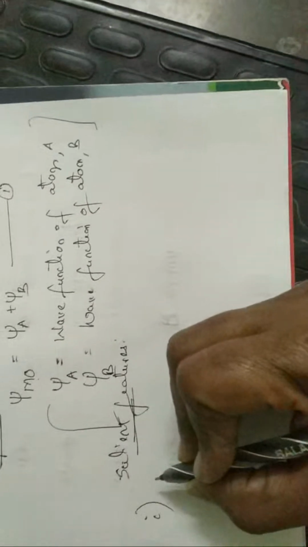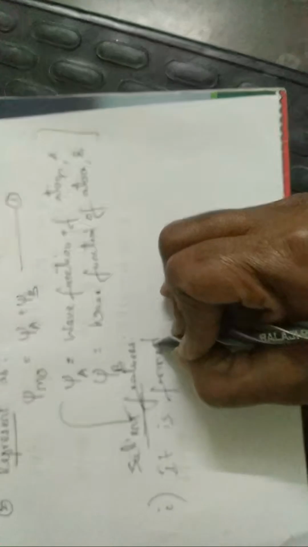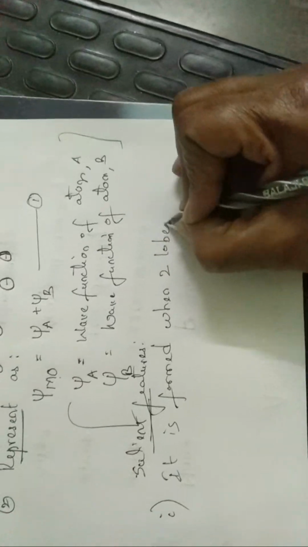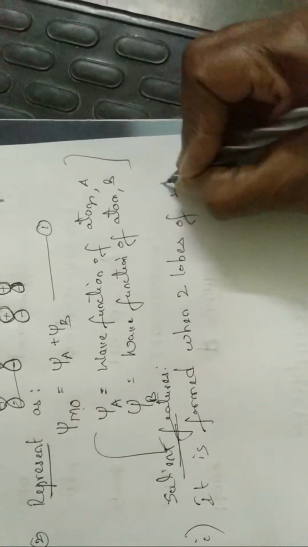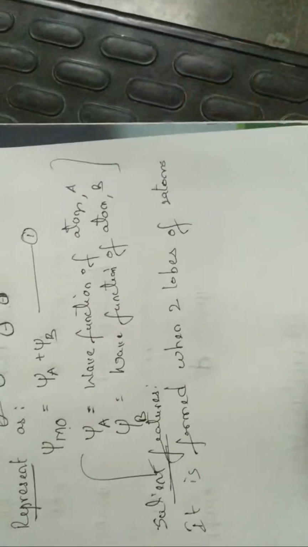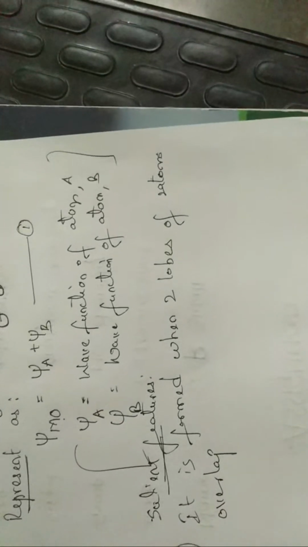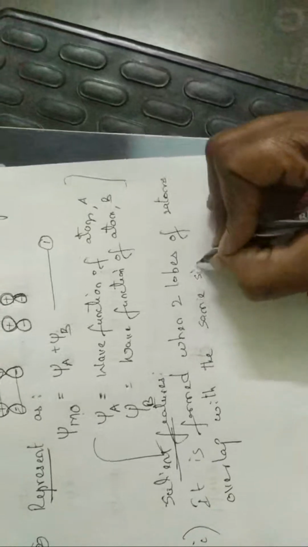So I'll write here again. A bonding molecular orbital is formed when two lobes of two atoms overlap with the same sign. So this is one salient feature.